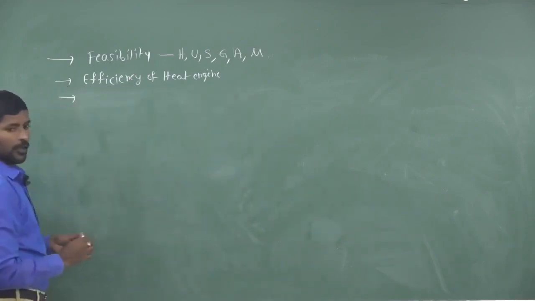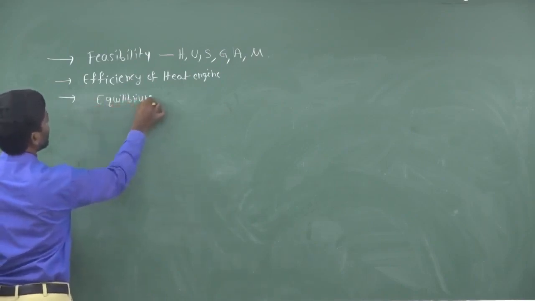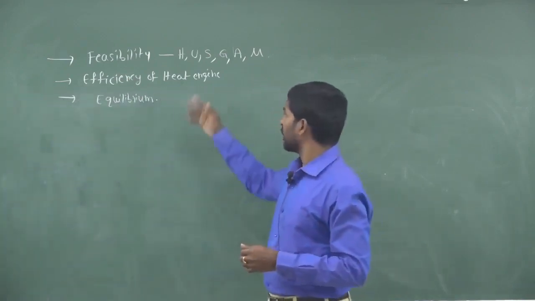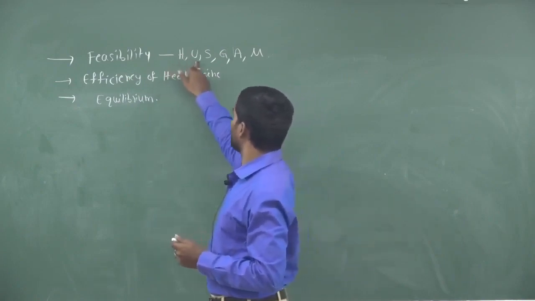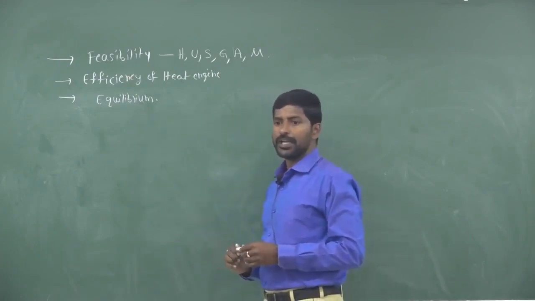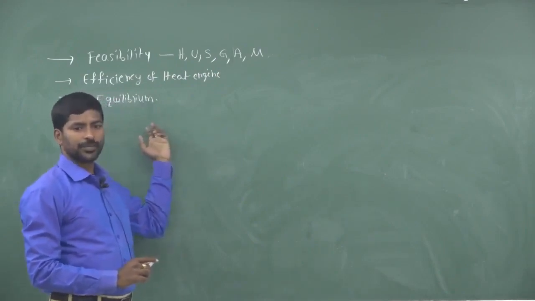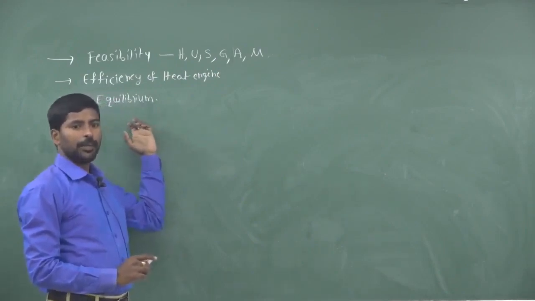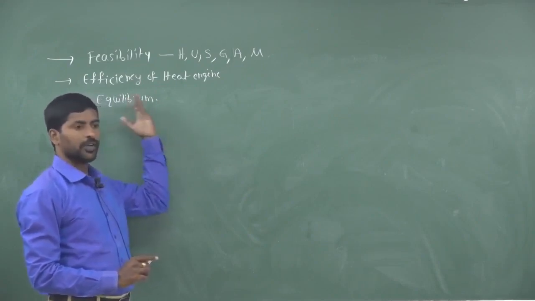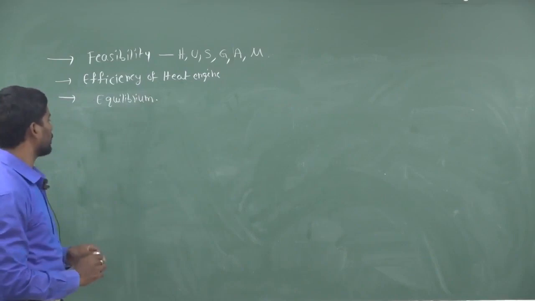Okay, next. When a system comes to equilibrium, what is the condition for equilibrium? That also we'll discuss by using thermodynamics. With respect to H, U, S, G, A and mu, we can explain when a system comes to equilibrium. Okay, but the limitation is, it is applicable to which systems? Macroscopic systems or microscopic systems? Macroscopic systems only. It is applicable to systems consisting of a large number of particles only.